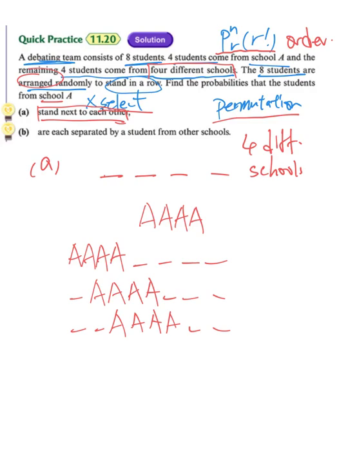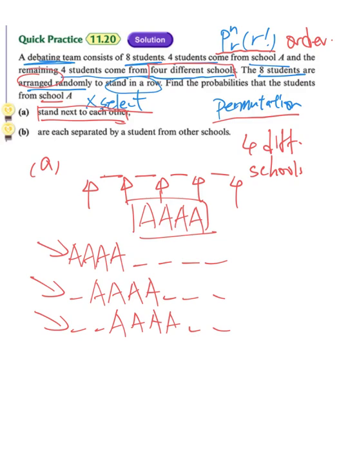For this situation, you put the AAAA into here. For this situation, you put AAAA into here. For this, putting into here, so on and so forth. Actually, you have 5 situations. Choose one. Okay.